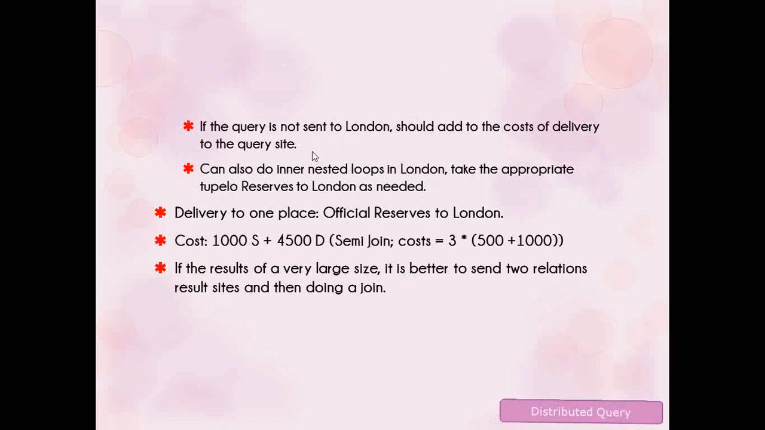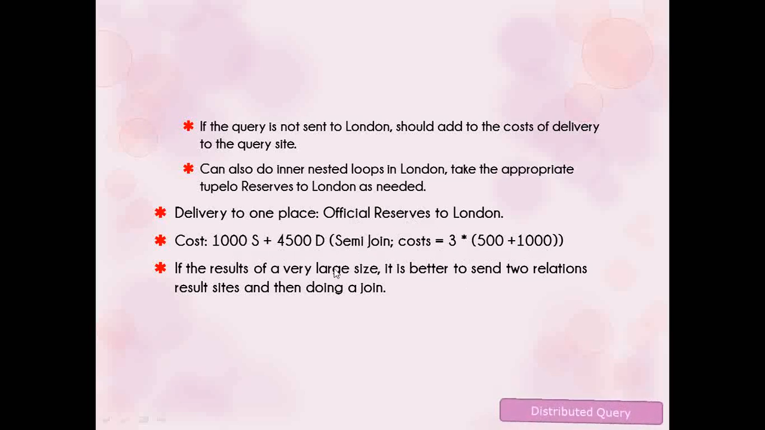If the query is not sent to London, we should add the cost of delivering the result to the query site. We can also do the inner nested loop in London, taking the appropriate table of reserves to London as needed. Delivery is to one place. Reserves are sent to London, so the cost will be 1,000 S plus 1,500 T. We use semi-join cost: 3 times 500 plus 1,000.